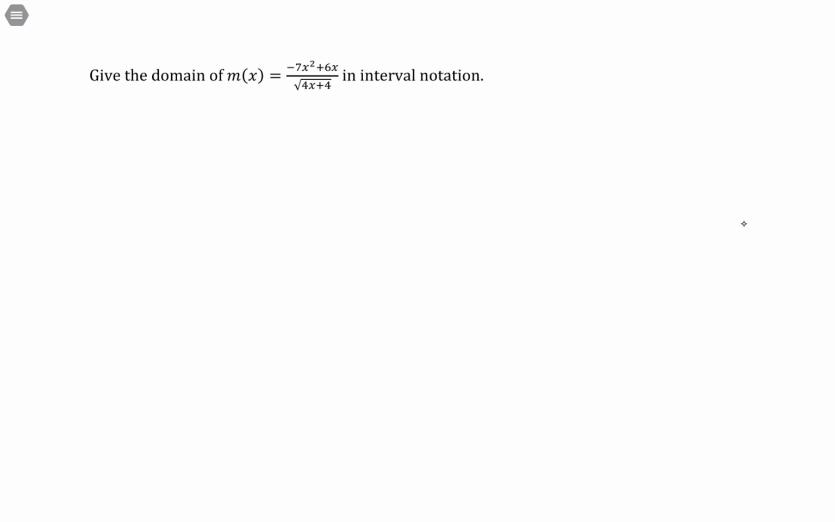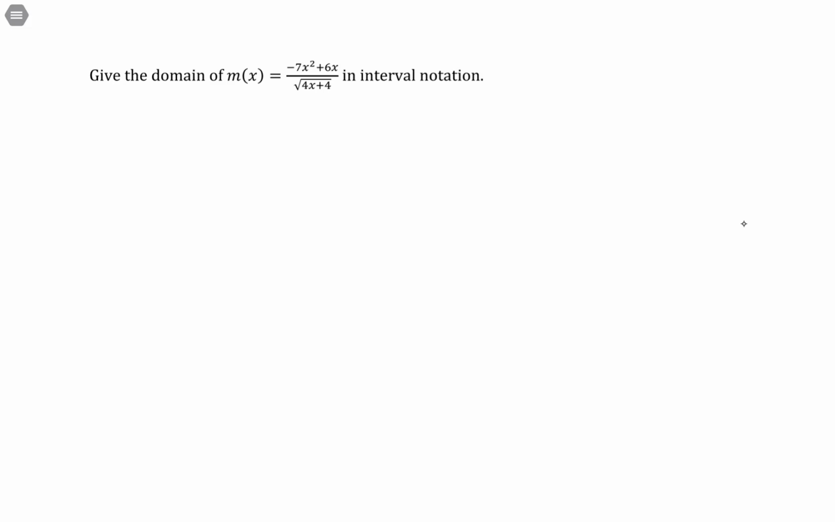Give the domain of m of x equals negative 7x squared plus 6x divided by the square root of 4x plus 4 in interval notation. So the domain of a function, we have basically two things to watch out for at this point in the course.